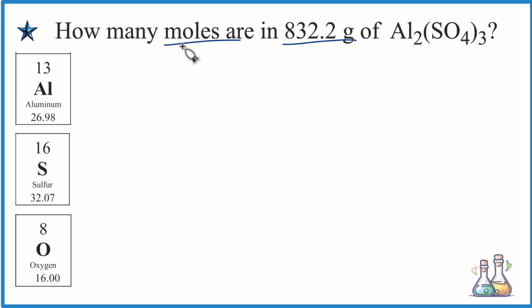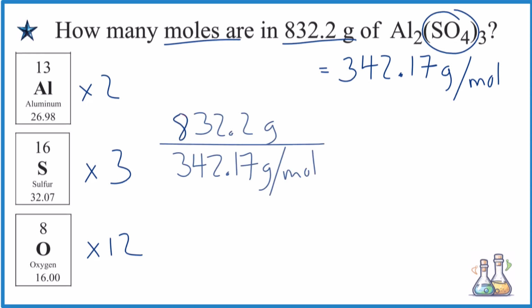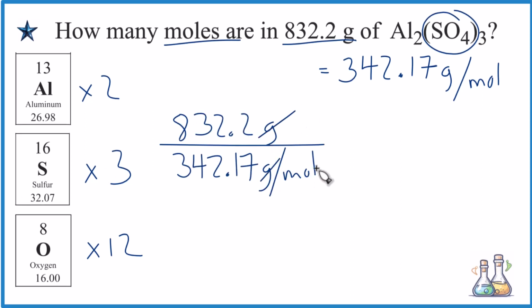grams to moles, we divide by the molar mass of the aluminum sulfate. So 2 aluminums, 3 goes to everything, so 3 times 1, 3 sulfurs, 3 times 4 is 12, so 12 oxygen atoms. Multiply, add it up, the molar mass, 342.17 grams per mole. Now we're just going to divide our grams by our molar mass. Those grams cancel out, left with moles. We end up with 2.432 moles of aluminum sulfate.